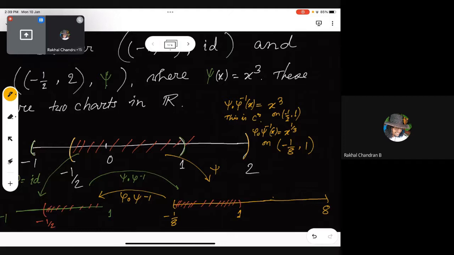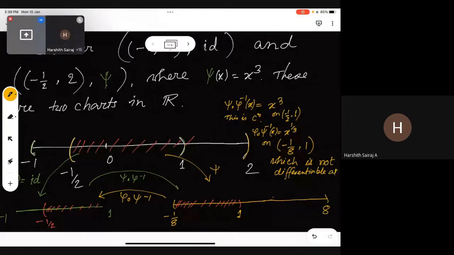Is it simply smooth? I think the derivative at 0. Derivative at 0? I mean, is it differentiable at 0? No, sir. Yeah. So it's not even differentiable at the origin, which is not differentiable at the origin. So therefore, these two charts are not compatible.